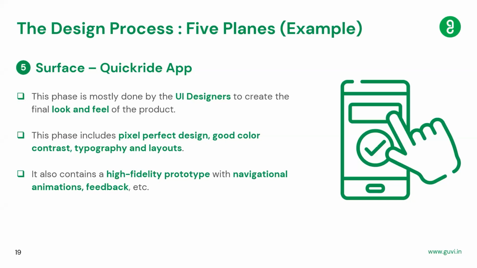So a high fidelity prototype is nothing but the final look and feel of the product. It will look exactly like the end product will look, and also it will work exactly as it is expected to after development. So yes, after that the developers come in and they develop the product. So this is the whole process of UX to UI to developers. This is how it is made.